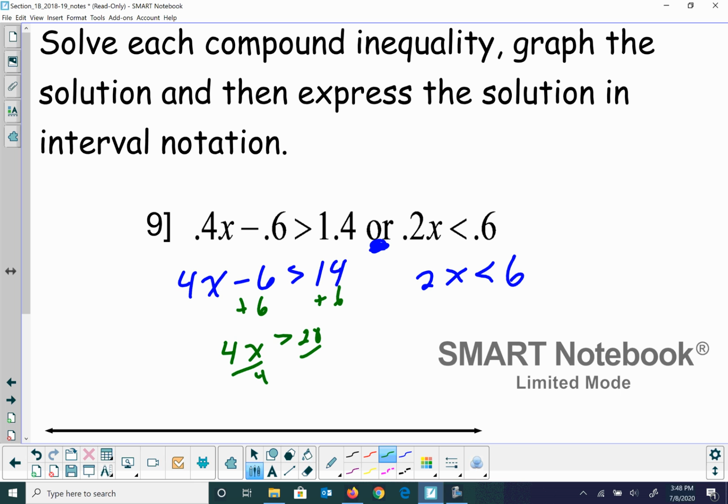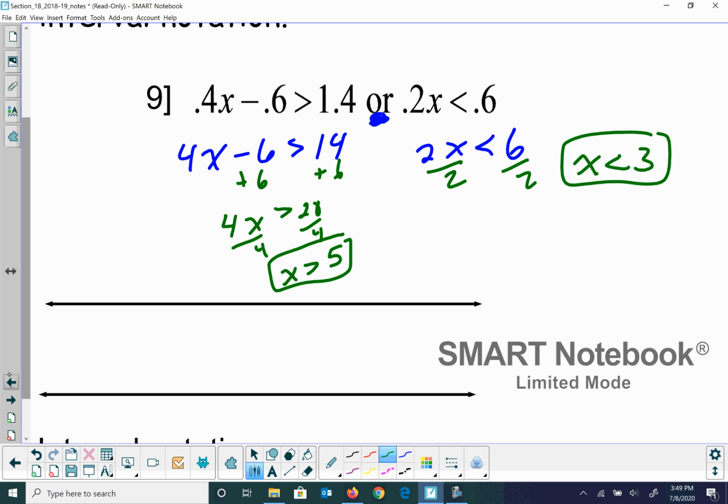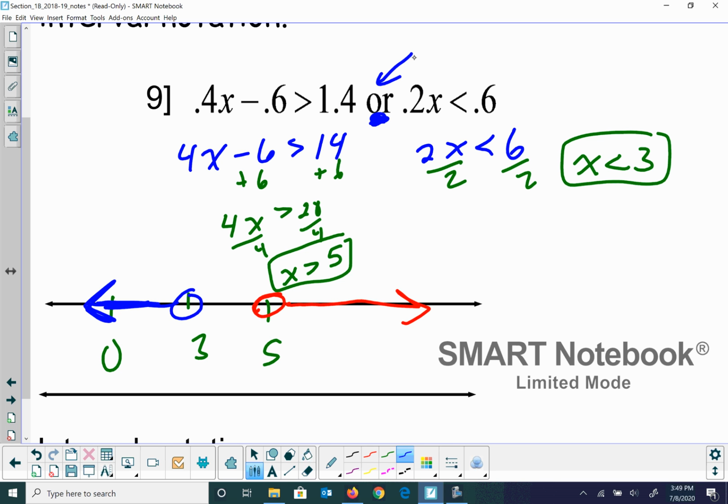Divide by 4, divide by 4. X is greater than 5. Okay, there's one answer. And then this one, I'm going to divide both sides by 2. So x is less than 3. All right, let's put these on our number lines. So I have 0 here, I have 3 here, I have 5 here. I guess we have 2 number lines, so I could have done them separately, but I just choose to do them on here. So I want values greater than 5, open circle because I don't include it, and I also want to have an open circle going this way. Okay, what happened when this was the word and right here? That meant it was an empty set.